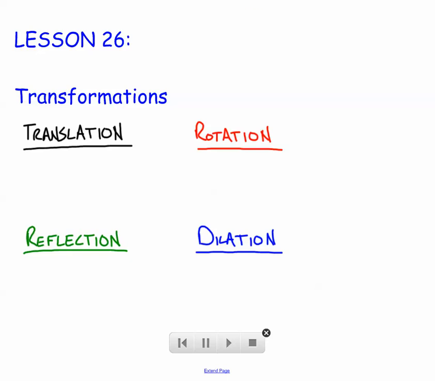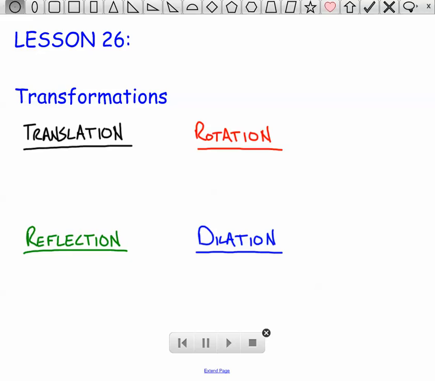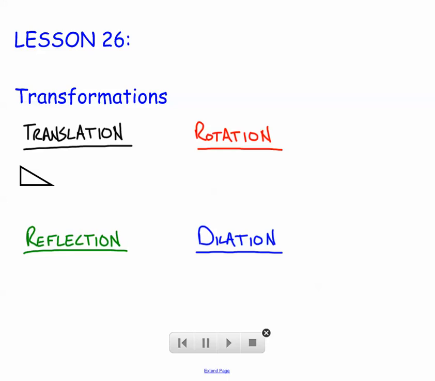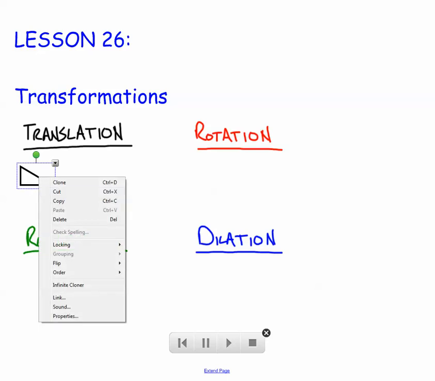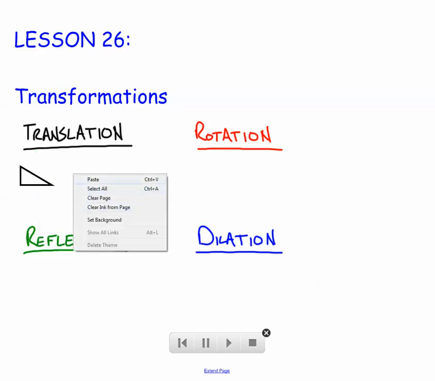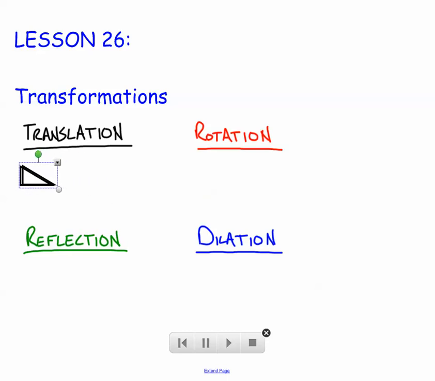All right, so let's start off with a translation here. Let's see. If I take this triangle here, a translation would be an exact copy of it, but just moved someplace else. So if I just take this exact triangle and move it, that's a translation. That's a translation. That's a translation. So a translation is just moving an object or sliding an object.